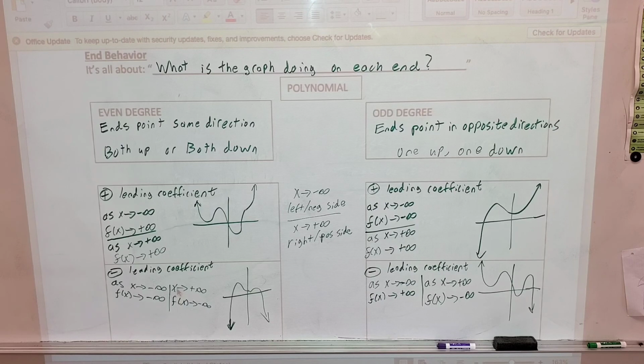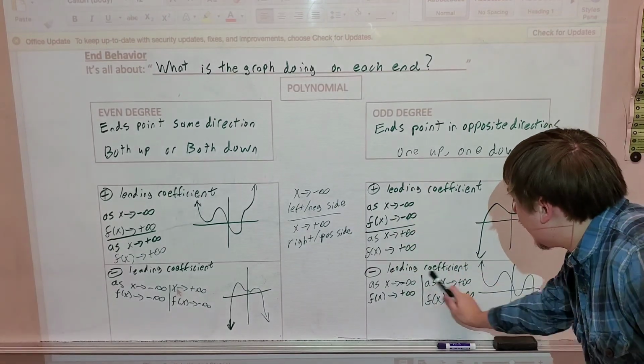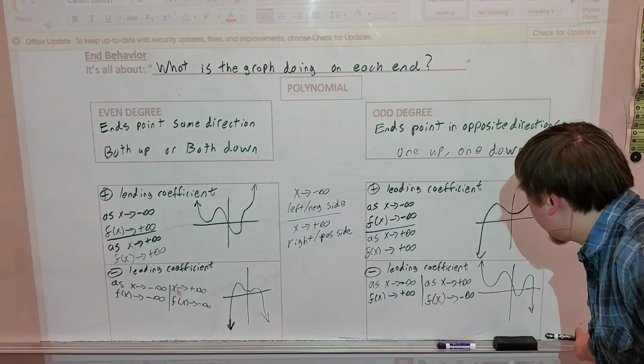So your homework questions will ask you just to tell me if it's an even or odd degree. It'll ask you to tell me how many zeros there are, and it will ask you to tell me the end behavior. So I'll be looking for exactly this type of stuff right now.